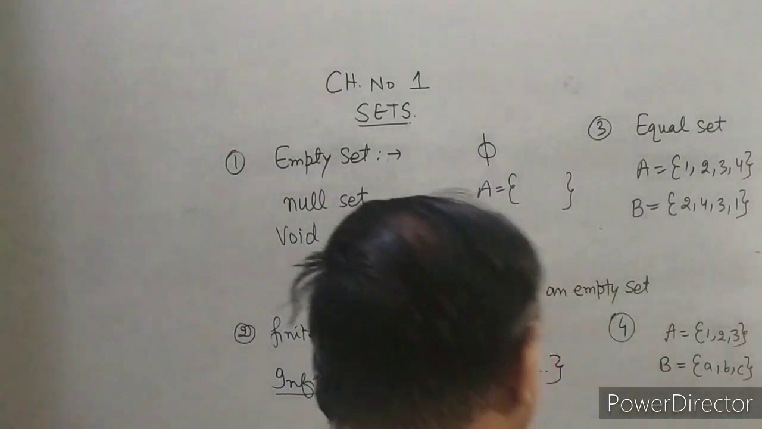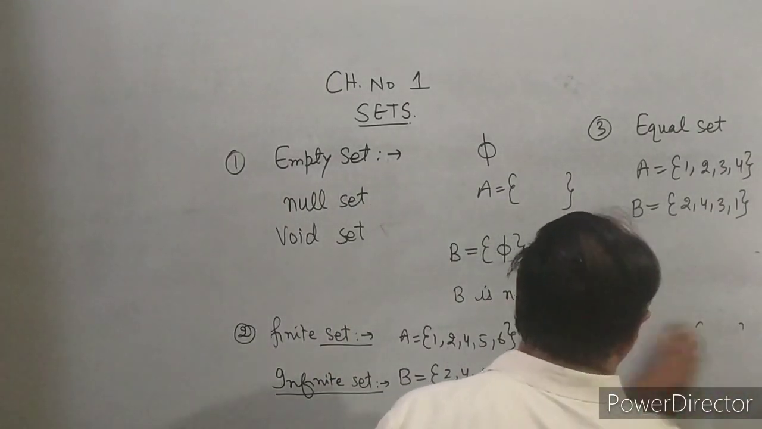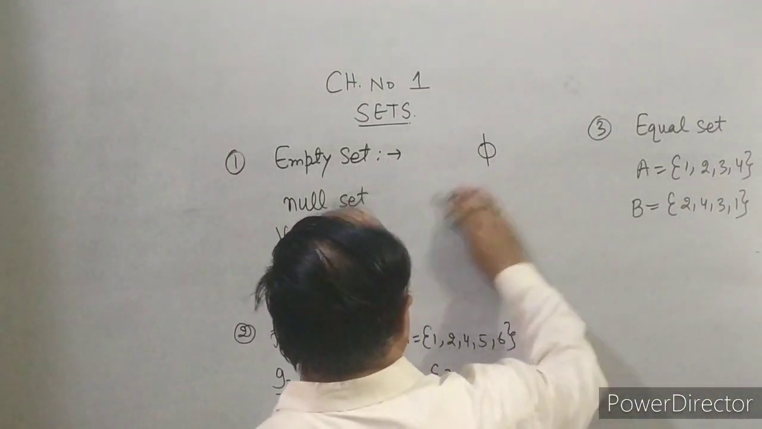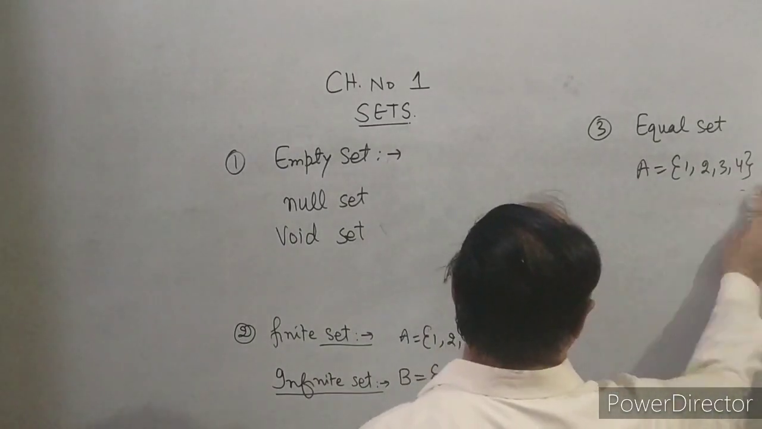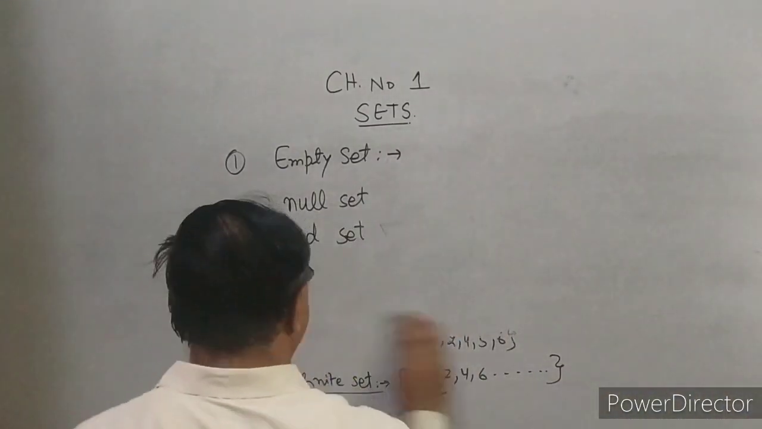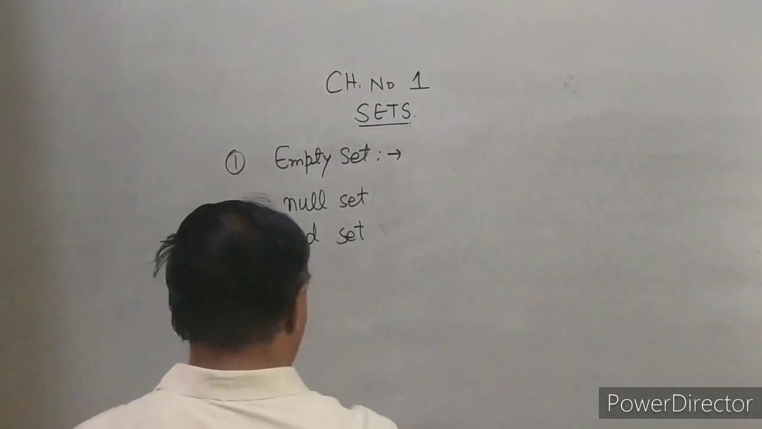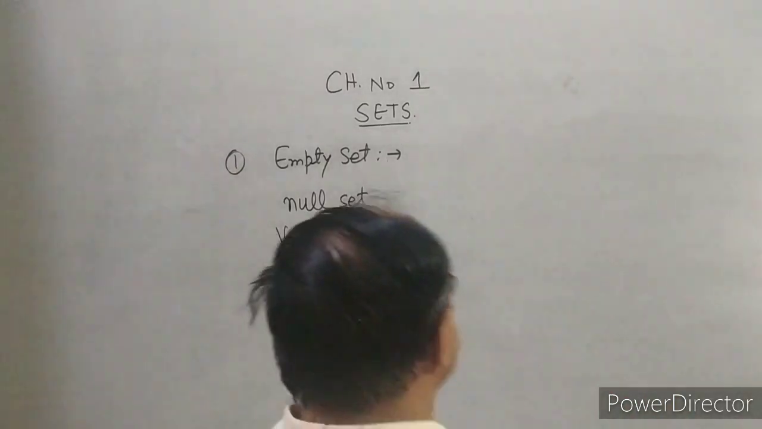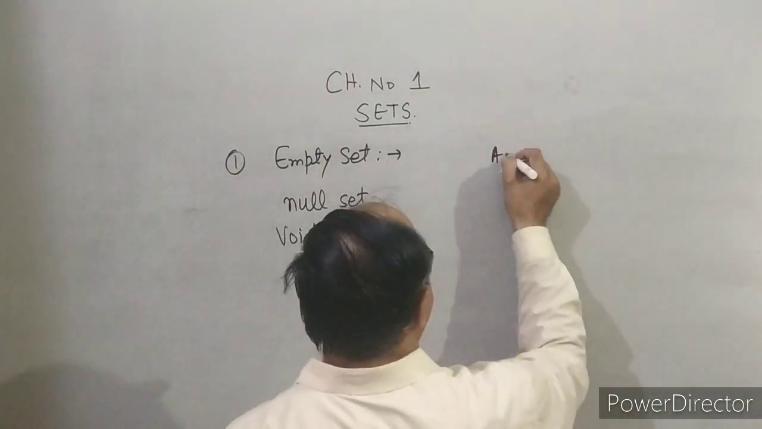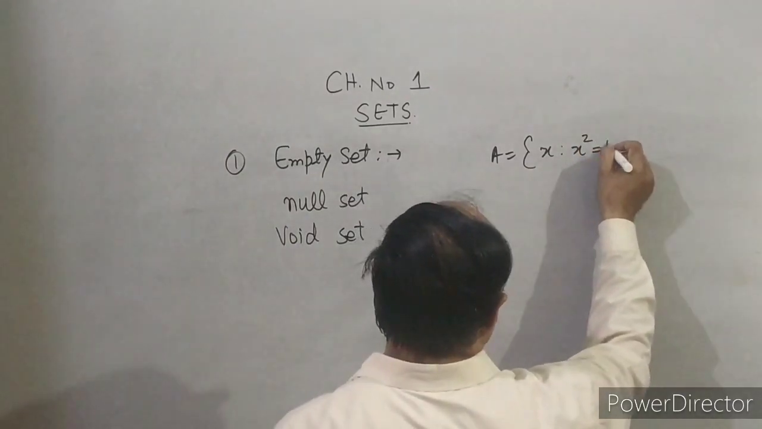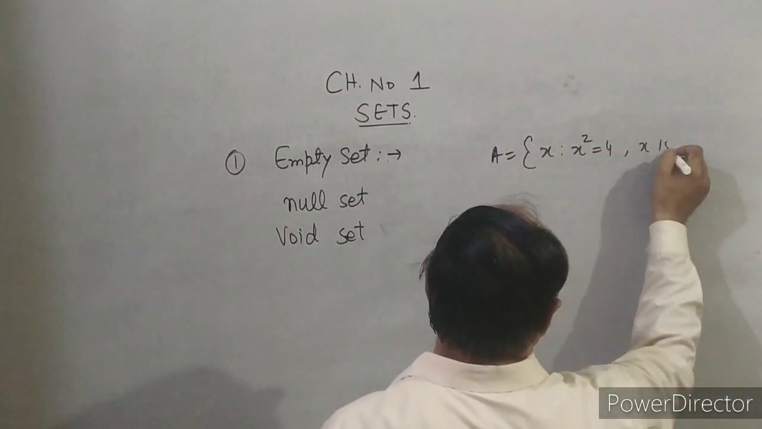Now, can you tell me an example of an empty set? For example, set A is equal to the set of all x such that x equals 4 and x is odd.